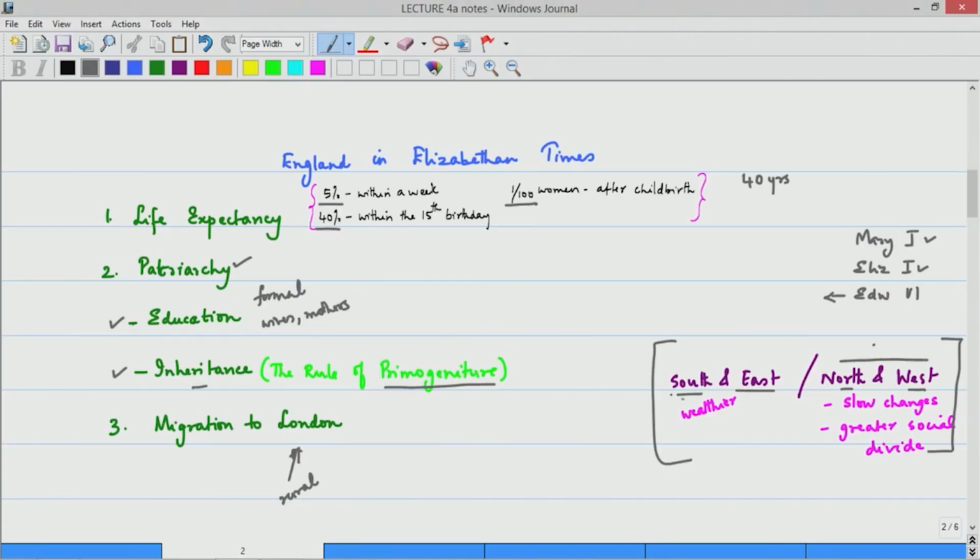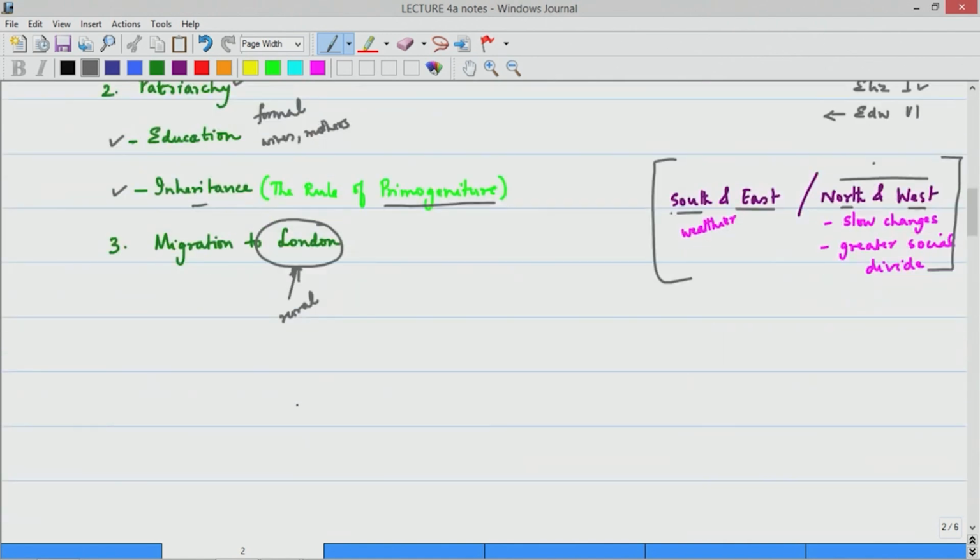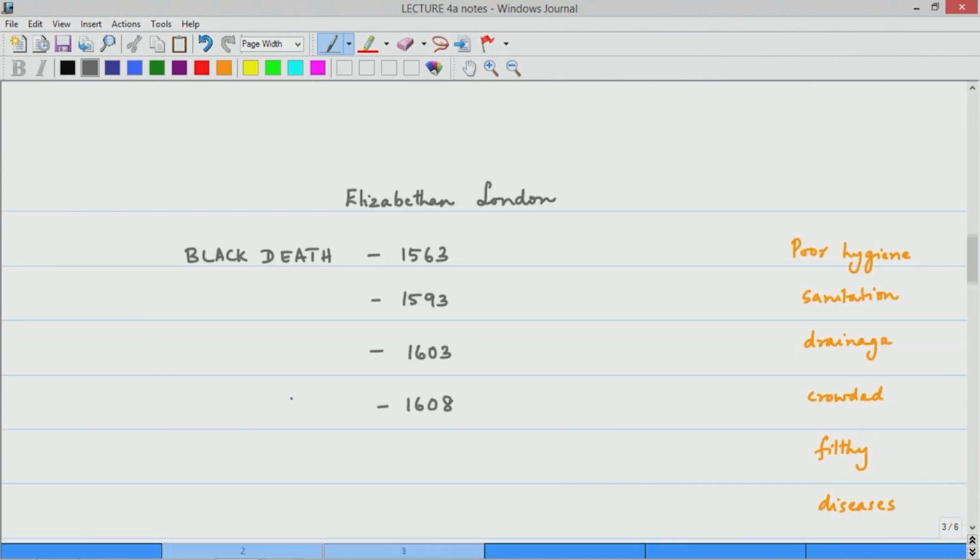It was mostly all kinds of development, all kinds of prosperity, all kinds of finer things happening in terms of art, literature, drama, etc. They were happening in the southern and eastern parts of England, and everything was focused primarily in London. At this point, it is important for us to take a look at how Elizabethan London during the Elizabethan period was getting fashioned.